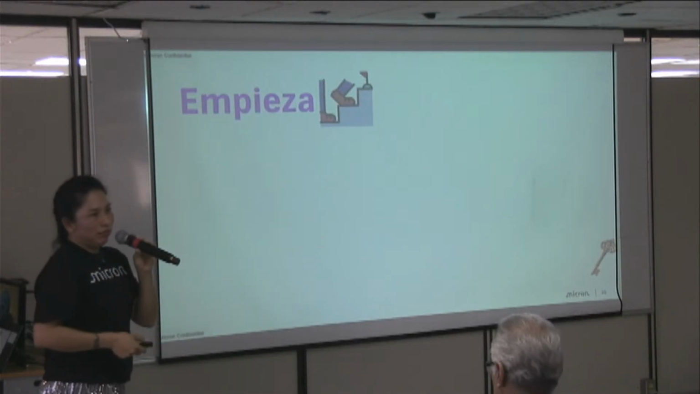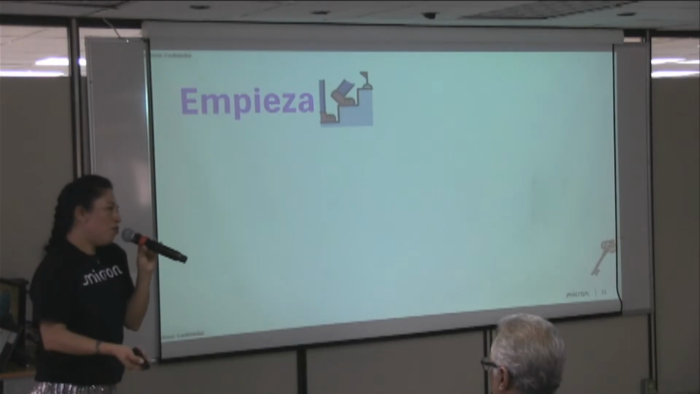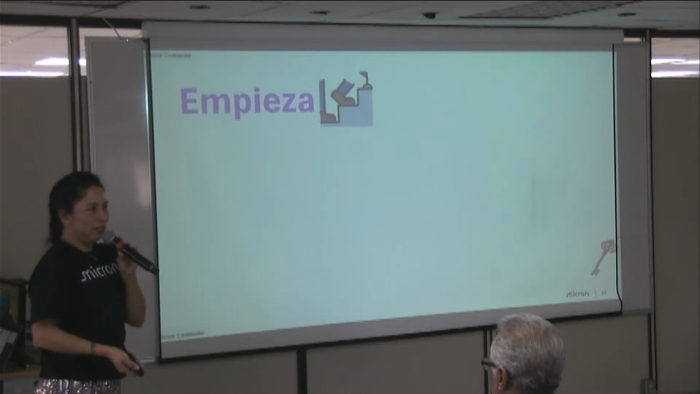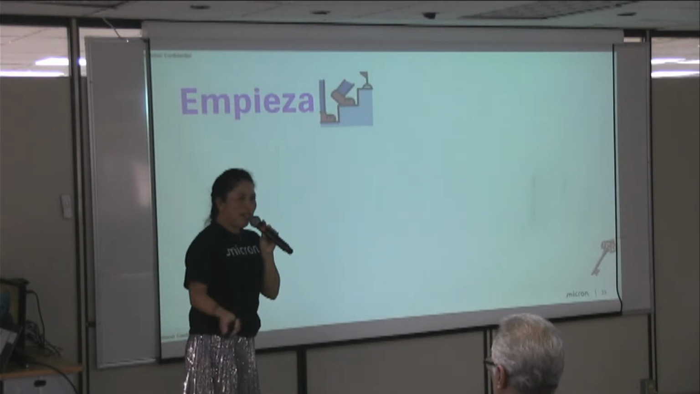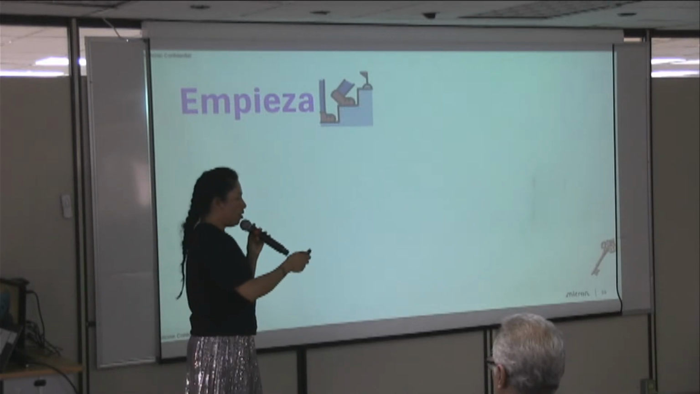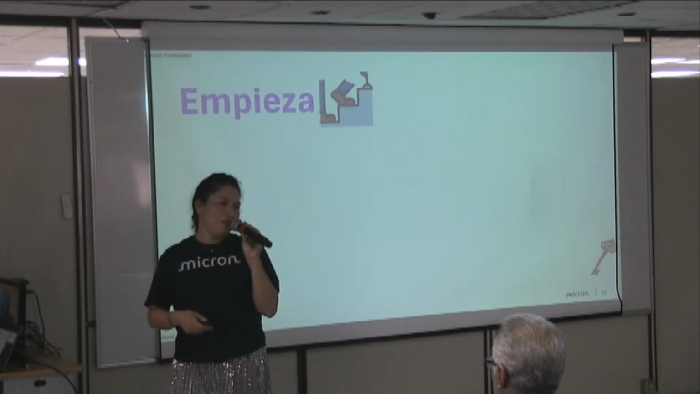¿Cómo lo vamos a hacer? Empezando. Ensuciémonos los zapatos con la tierra, vayamos, pisemos el pasto, quitémonos los zapatos, caminemos descalzos. Empecemos, porque si no, un solito no va a llegar.